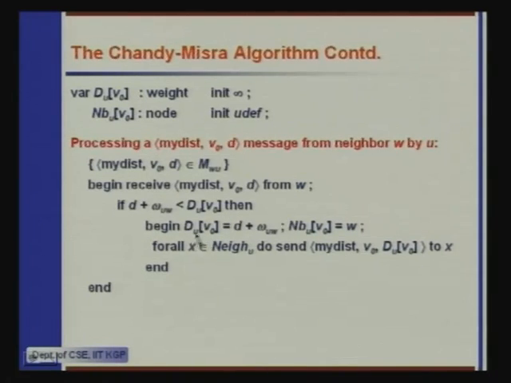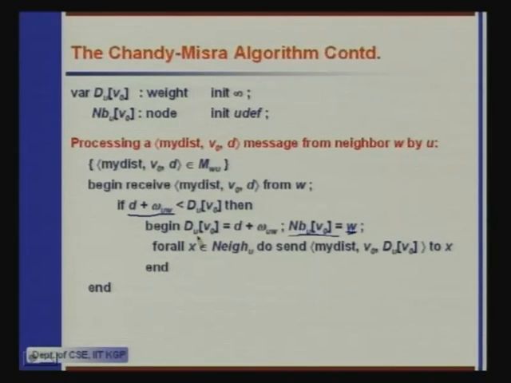So, then what are we going to do? We will update the distance. Now, du V0 will become this better one because this is better. So, we update du V0 to this. Not only that, we also update NBU V0 to point to W, because now the best path to V0 goes through W.